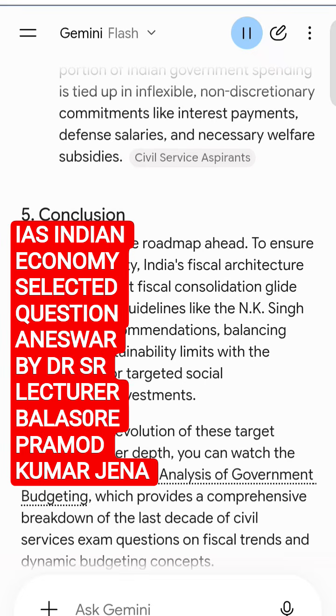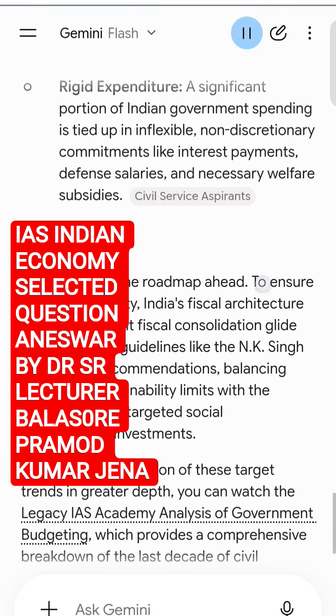Under Article 112 of the Indian Constitution, the Union Budget is referred to as the Annual Financial Statement, AFS. It is divided into two primary operational accounts to separate day-to-day consumption from long-term asset building, the revenue budget and the capital budget. 2. Key distinctions and components. The clearest way to show the distinction is a comparative structural layout.